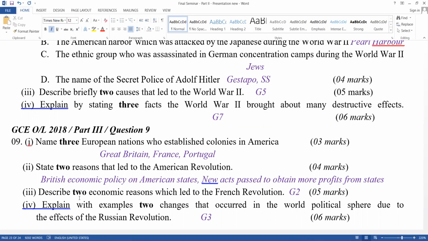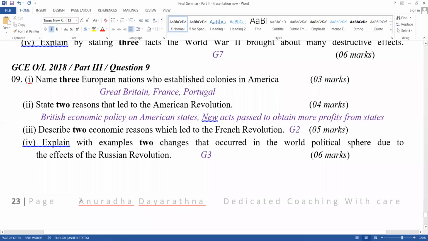Explain with examples changes that occurred in the world's political sphere due to effects of Russian Revolution. Results of Russian Revolution, I told there. What are the 2? One is birth of, spread of socialism toward the world. Second one, Cold War situation. 2019.